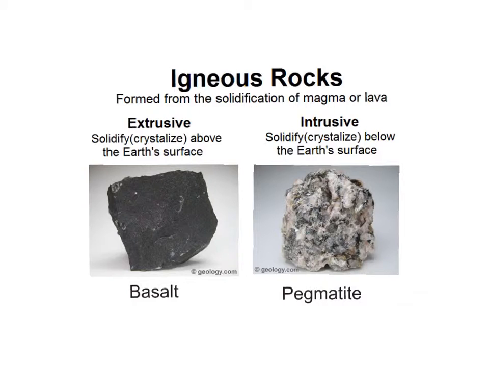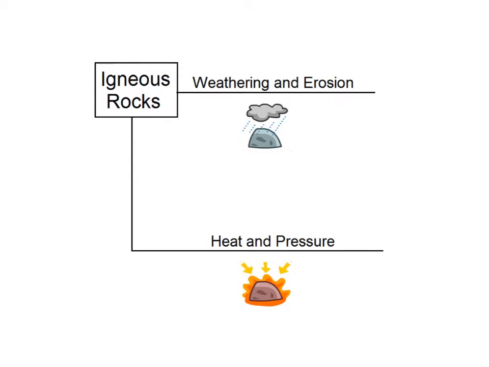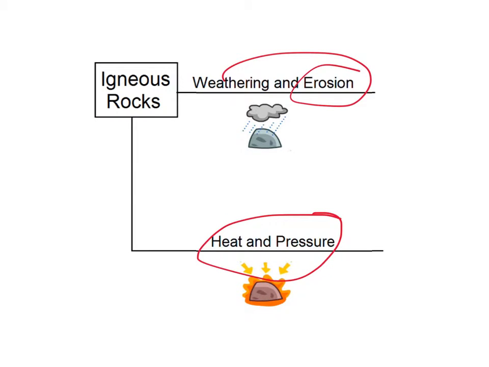And to the right, you'll see pegmatite. With this, it cools a lot slower, so the crystals have a lot more time to grow, giving the crystals a bigger size compared to the extrusive. After going into the igneous rock phase, you can go into two different processes: weathering and erosion, or heat and pressure. Let's start out with weathering and erosion first.